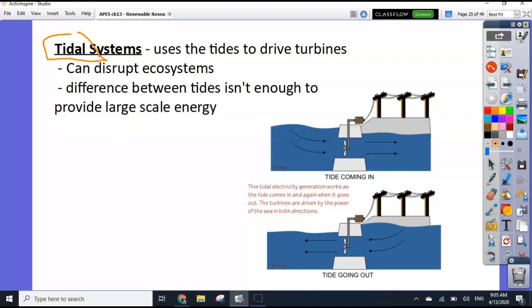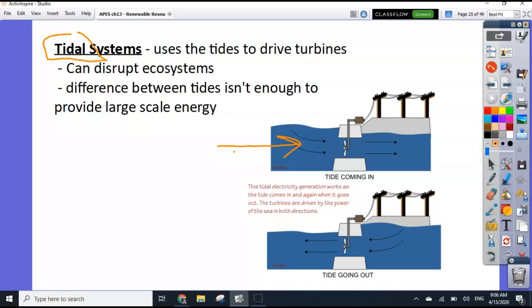So if we take a look at this picture right here, we see there's a little propeller spinning. Well, the tides are created by the moon, right? The gravitational pull of the moon. You may or may not have known that. But what happens is the waves and the tides come into the shore.